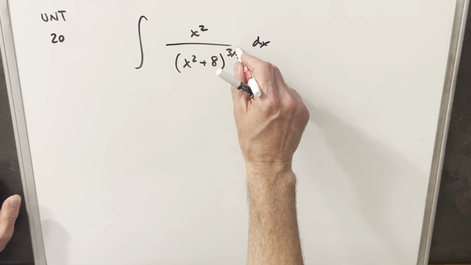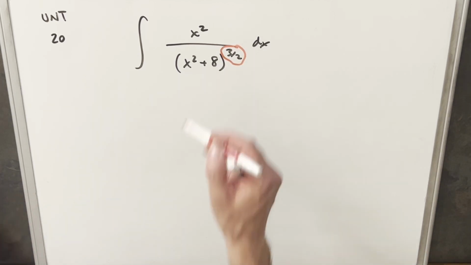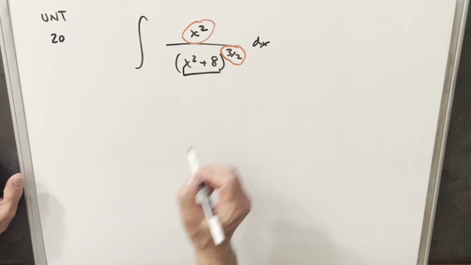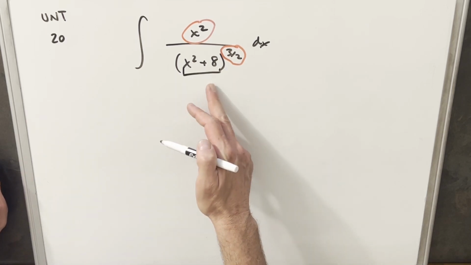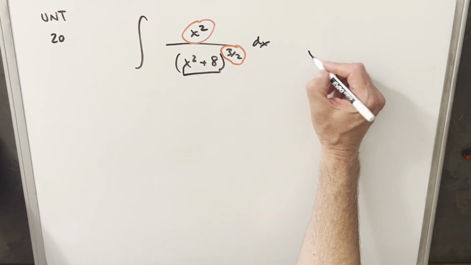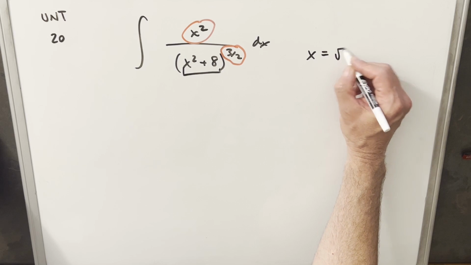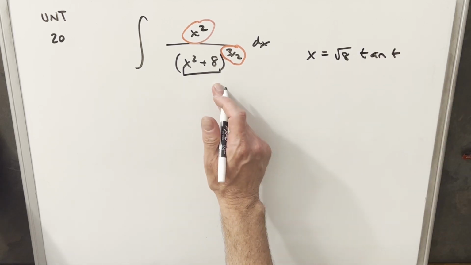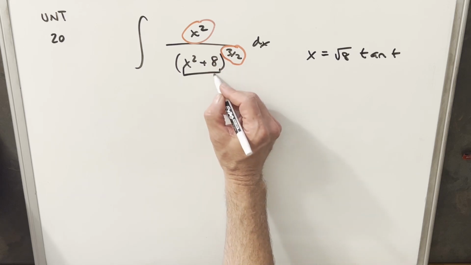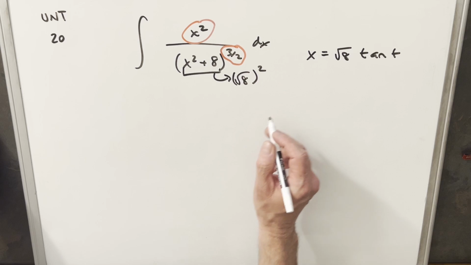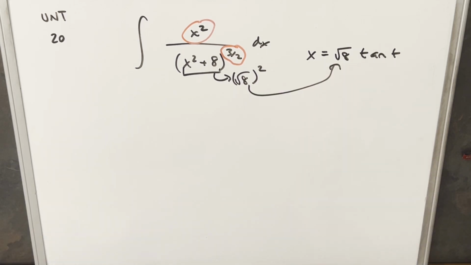Okay, it could be a little intimidating having this 3/2 power here and even having an x squared in the numerator there. But based on what we have here, this seems to be a classic case where we want to use trig substitution. And this is going to be the case where we want to use tangent. So what I'm going to do is call my x equal to square root of 8 tan of t. I do that because what we want is a squared term here. So we can write 8 as square root of 8 squared, and that's what's causing me to use a square root of 8 right there.